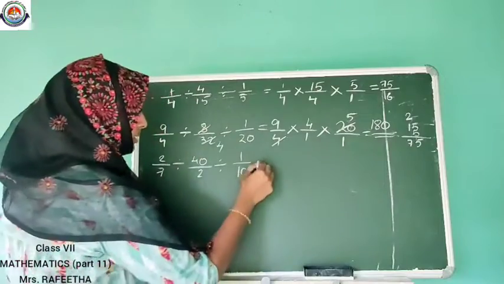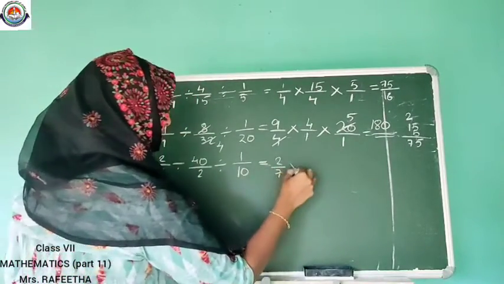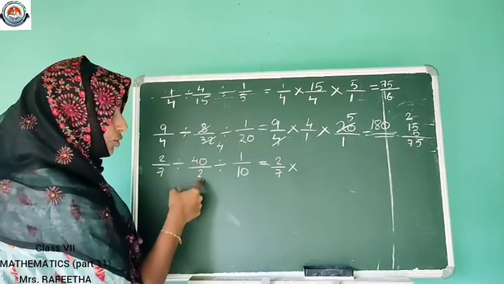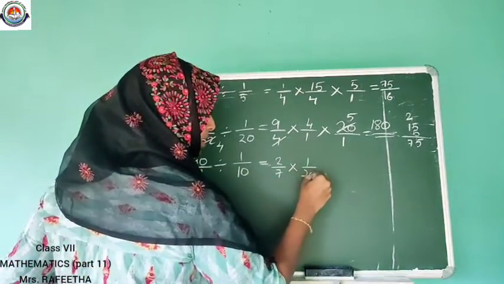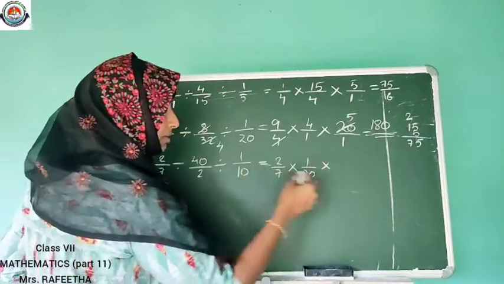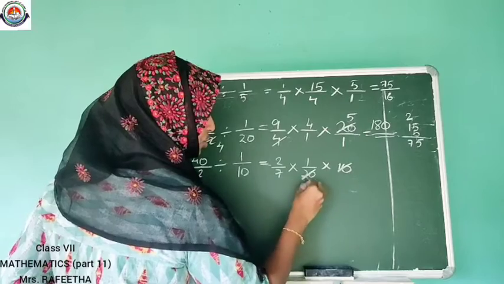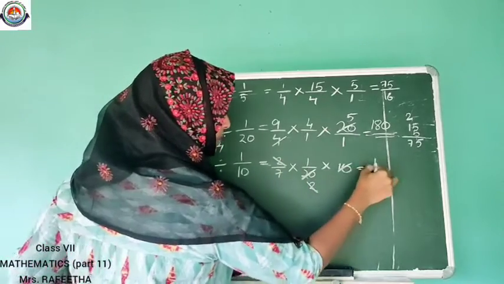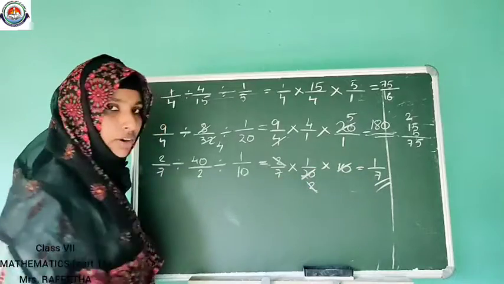Okay, the next question. 2 by 7. Instead of division, multiplication, 40 by 2, that we know is 20. What is the reciprocal of 20? 1 by 20 into 1 by 10, reciprocal 10. 10 and 20 we can cut, 2. 2 and 2 we can cut. So what will be remaining? 1 by 7 will be remaining there.